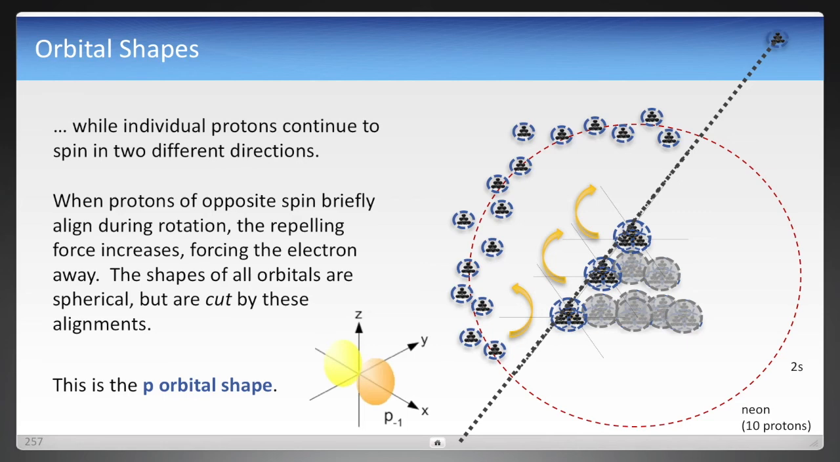And so what happens is it looks like a sphere, but it's now cut in half. And that's exactly what the p orbital shape is. It's essentially a sphere, but with the third row of a tetrahedron with an opposite spin proton, it's aligning or cutting, if you will, a point where the electron is forced out further. Again, all of this can be modeled with classical physics equations.